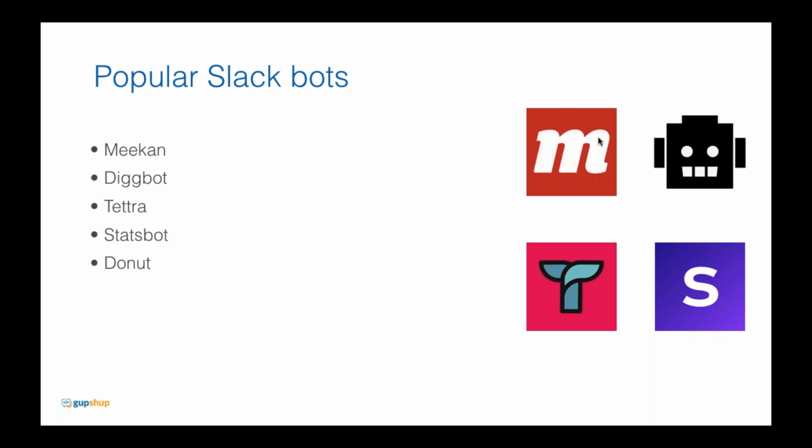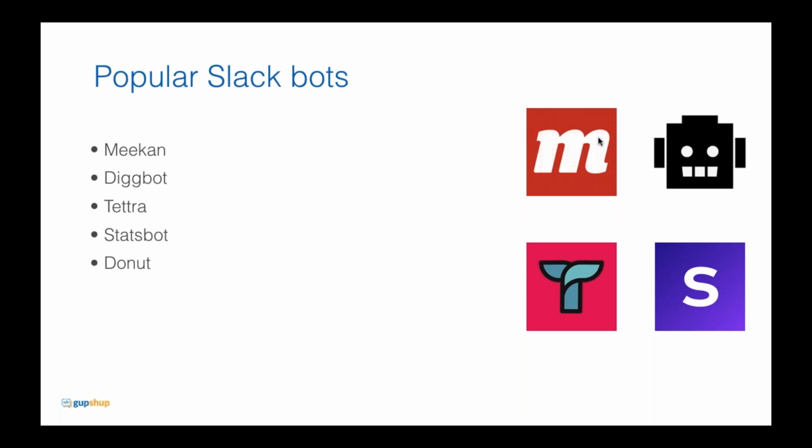Digbot is a pretty cool bot. I'm sure you all have heard of Digg back in the day, which used to be a great source of news. They're doing bots in a huge way, and their bots are pretty cool. Tetra is a pretty interesting bot where you can create internal wikis based on what the users are telling each other. StatsBot is a cool bot that has integration with Google Analytics, Twitter Analytics, Mixpanel, and a whole bunch of analytics. So you can just ping the bot saying, "Hey StatsBot, tell me how many new users this week," and it will give you a bunch of numbers and things like that.